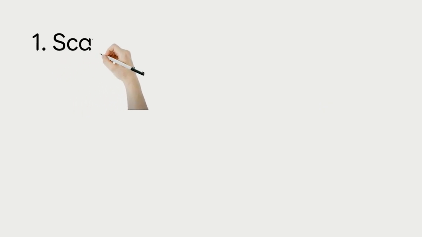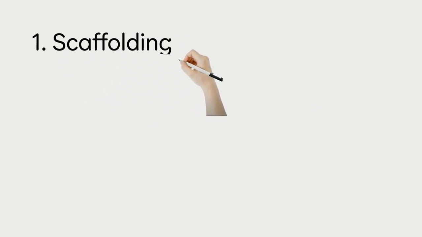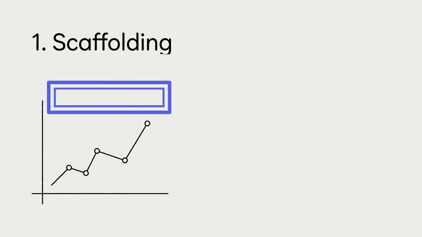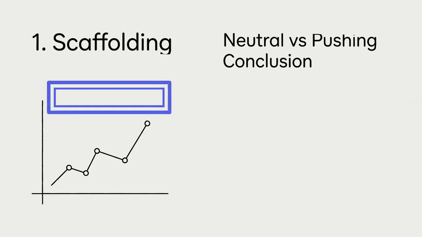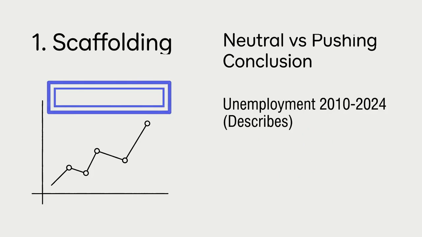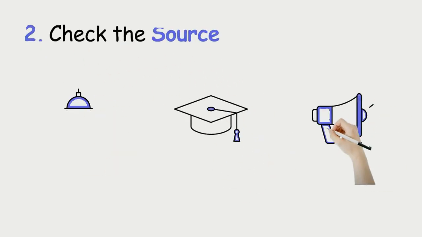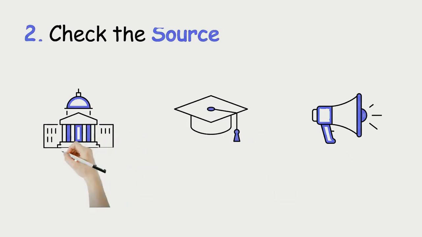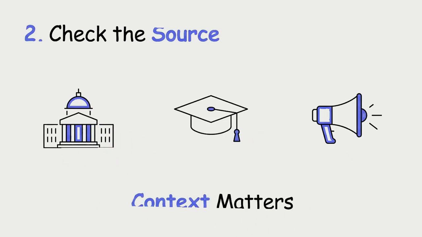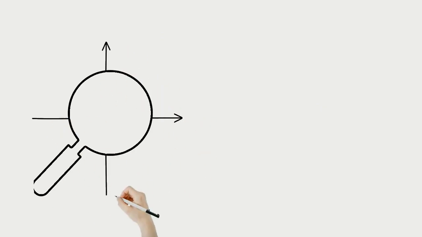Start with the scaffolding. Always read everything around the data before you read the data itself. Look at the title. Is it neutral, or is it pushing a conclusion? "Unemployment rate from 2010 to 2024" describes. "Unemployment is exploding" persuades. Then check the source. A government agency, a peer-reviewed study, and a company's marketing team all have different incentives. That context matters.